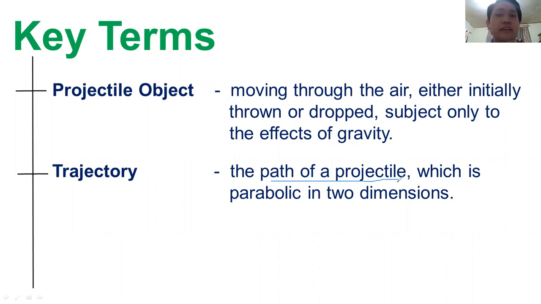Again, trajectory is the path of a projectile, which is parabolic in 2 dimensions. So that's the meaning of trajectory. It's different from the word projectile, because sometimes we interchange the concept between the two words, projectile and trajectory. They are different, okay? Though they are related.